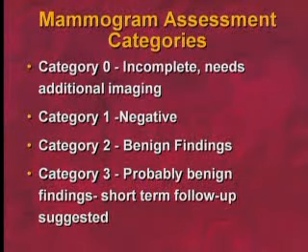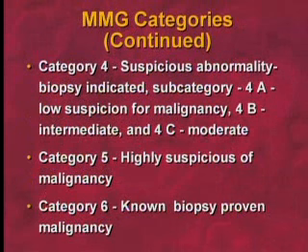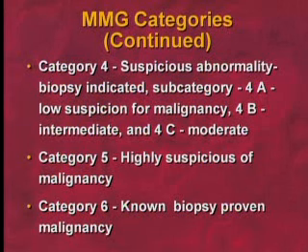Zero is incomplete. 1 and 2 are negative and benign findings. Category 3 is probably benign findings with short-term follow-up recommended. 4, I just want to talk about briefly, is a suspicious abnormality. It has subcategories. 4A is low suspicion for malignancy, 4B is intermediate suspicion for malignancy, and 4C is moderate suspicion for malignancy. You'll see it stepped out this way, so I just wanted to make us all aware of that. 5 is highly suspicious for malignancy, and 6 is known biopsy-proven malignancy.